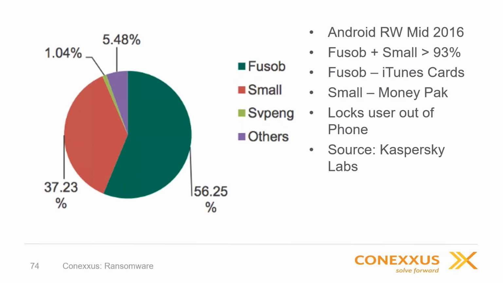Here are some graphs showing mobile ransomware and which ones are leading out there right now. There are two, Fusob and Small. They actually own 93% of the mobile market on the Android platform. That's been discovered and documented by Kaspersky Lab as a source. So those are the ones you'll expect to see, Fusob or Small. They look like this.